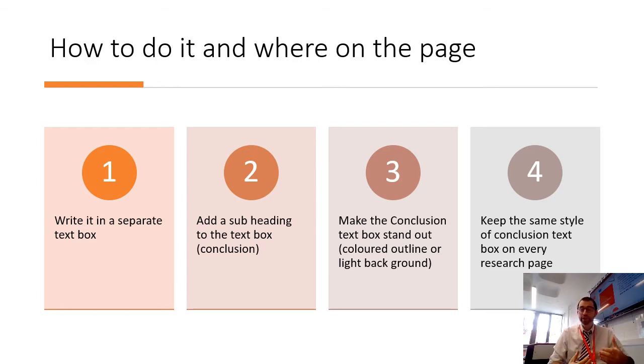I prefer if we were to just write a small text box on each page to identify this is the conclusion to the page. So how I do this would be make a new text box, add a subheading in that text box saying conclusion, and then make that text box stand out. So maybe a coloured border or coloured fill. Okay. Then use the same style of conclusion box on every page. So it's really easy for you, me, the examiner, to look at your page and go, that's the conclusion.